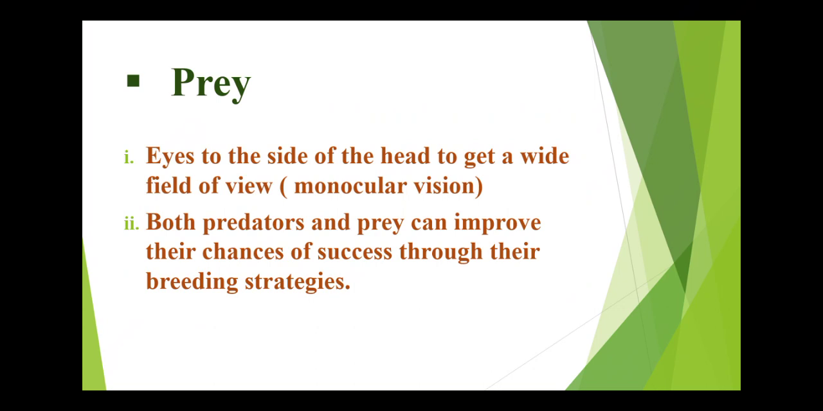That is called monocular vision. Now, what is the meaning of monocular vision? Monocular vision is the vision in which both eyes are used separately. By using the eyes in this way, the view of the area is increased. Both predators and prey can improve their chances of success through their breeding strategies. Breeding means increase in number.